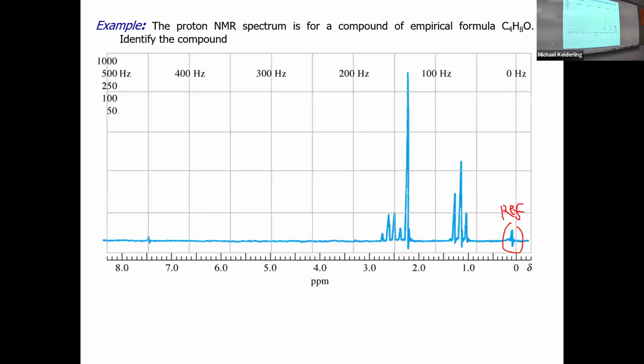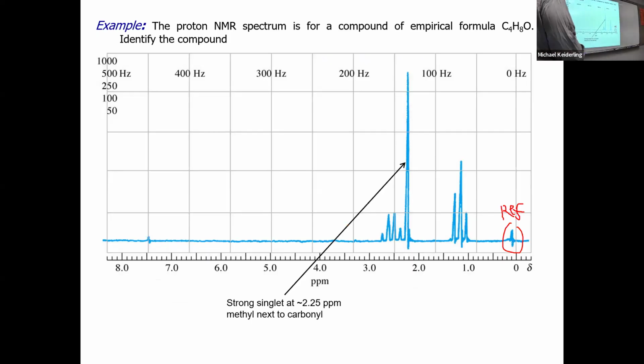So this is the proton NMR spectrum for a compound of empirical formula C4H8O. We want to identify the compound. This is the reference peak. We have a strong singlet peak, so one singlet peak here, a quartet peak here, and a triplet peak here.